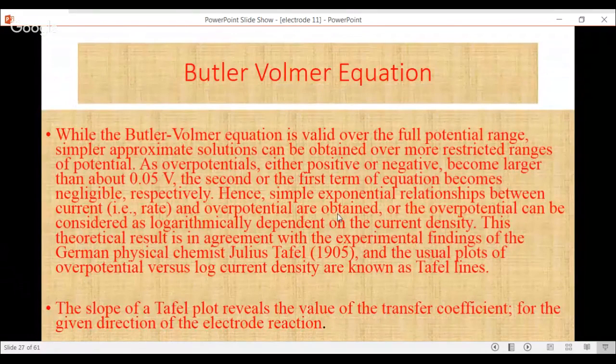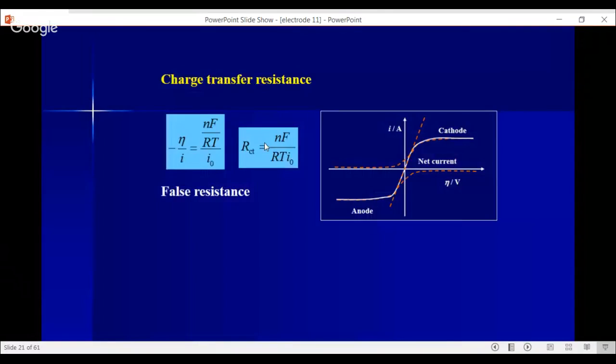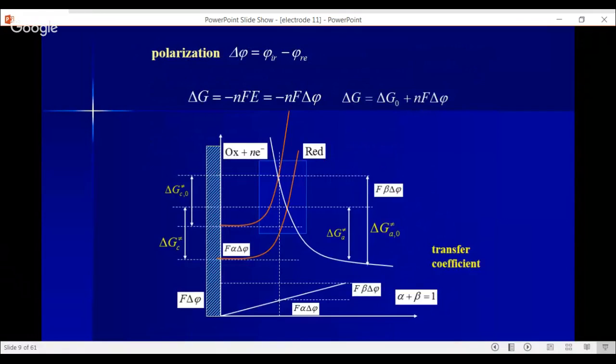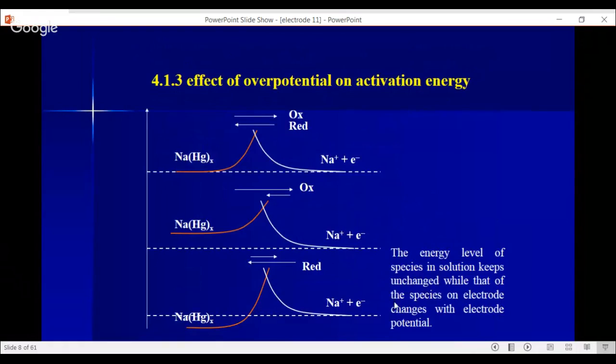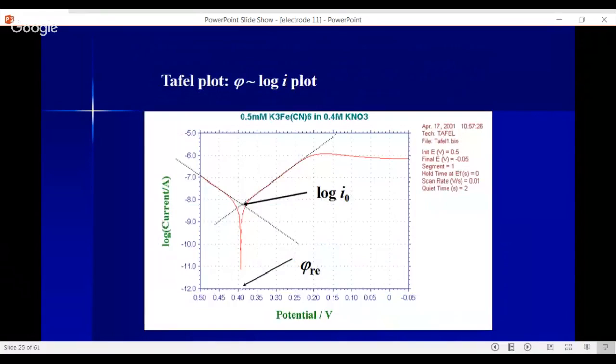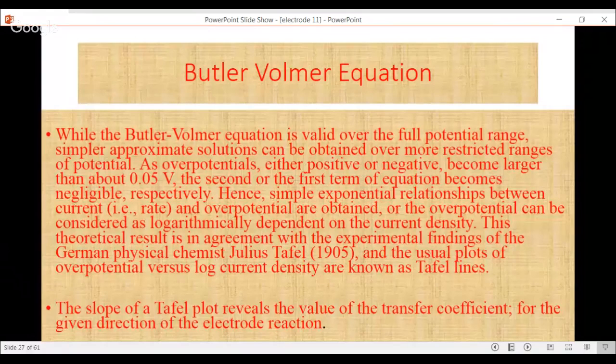The Butler-Volmer equation is valid for the full potential range. Here, the x-axis is the potential range and the y-axis is the current. Anyway, we will not worry about it. Therefore, it is applicable to the whole potential range. While the Butler-Volmer equation is valid for the whole potential range, simpler approximate solutions can be obtained for more restricted ranges of potential. We will see that in a picture.